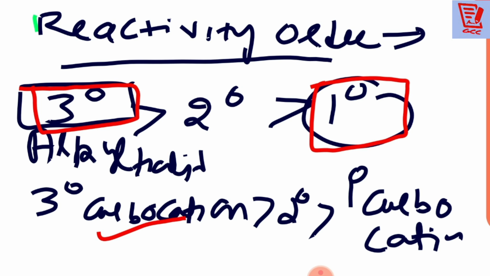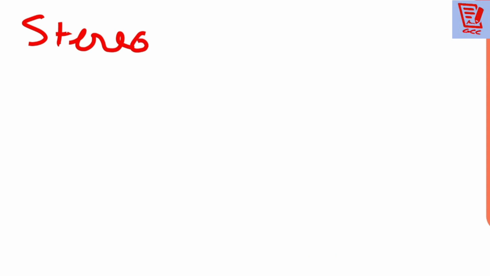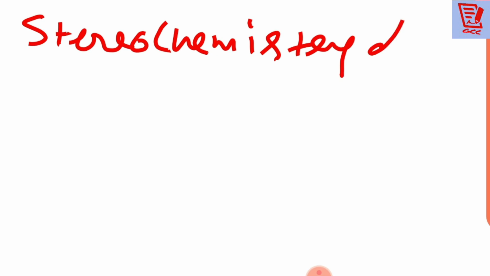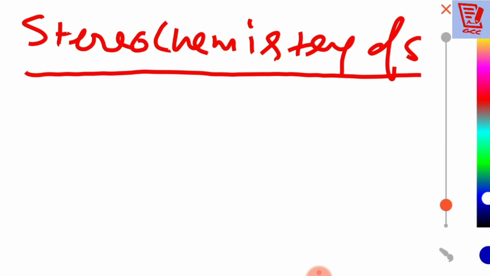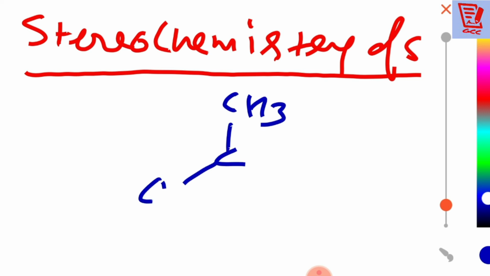After that beta, we can also study the stereochemistry. What can we study? Stereochemistry of SN1. Whenever we are going to study the stereochemistry of an SN1 reaction, then see all of you please very carefully, we are having this one, this is the tertiary carbocation, okay beta.